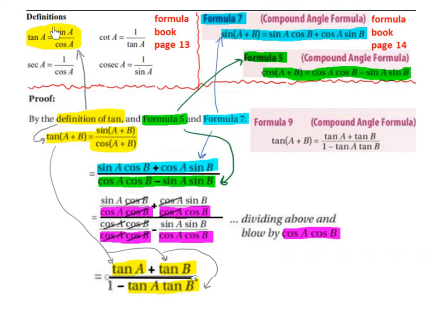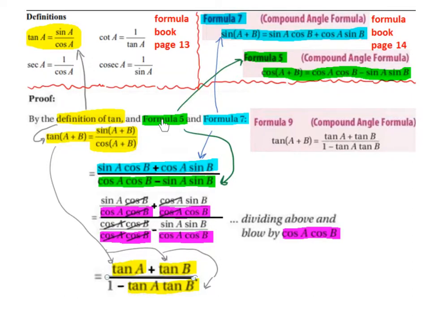So using that, tan of A plus B must be equal to sine of A plus B divided by cos of A plus B. So anywhere that you see an A, I've just added on a B. So sine of A plus B divided by cos of A plus B. And the reason I've done that is because we're interested in tan of A plus B, not just tan of A.